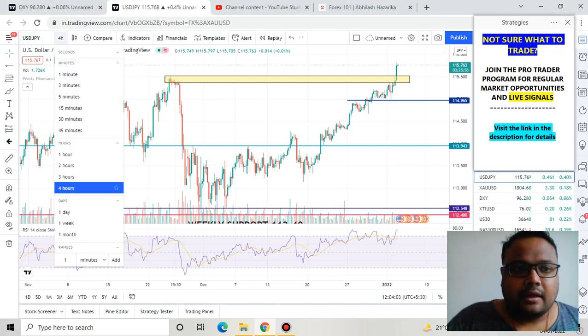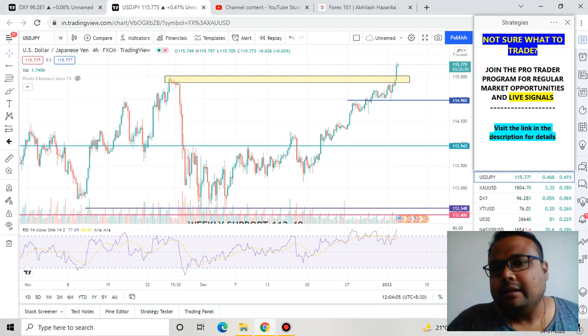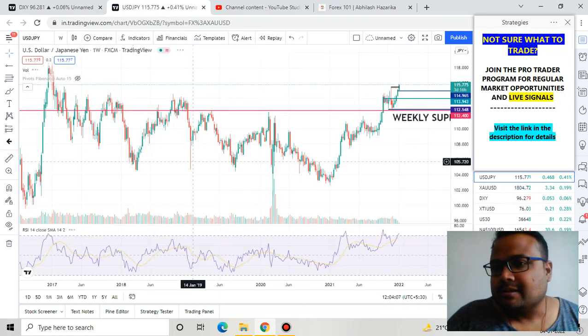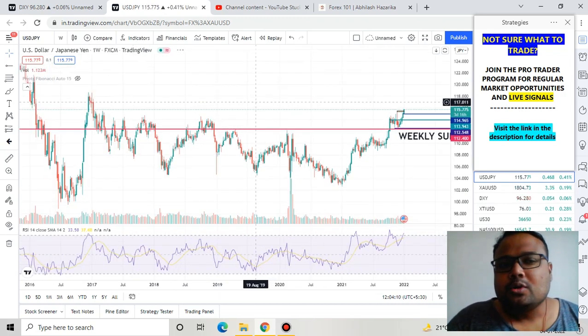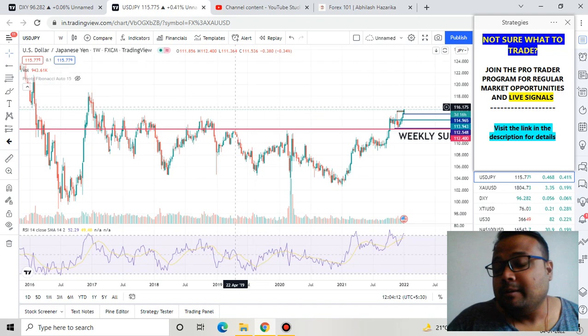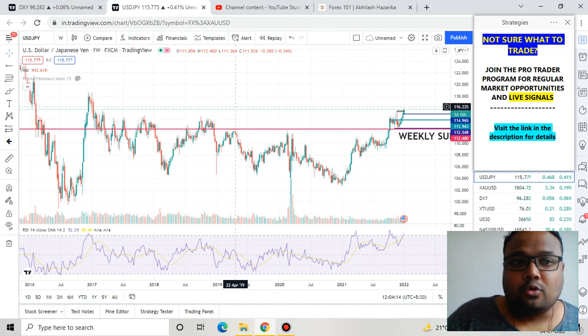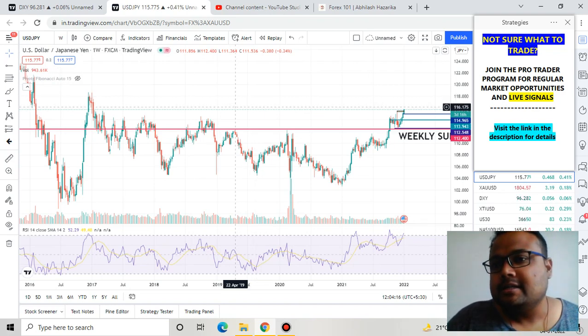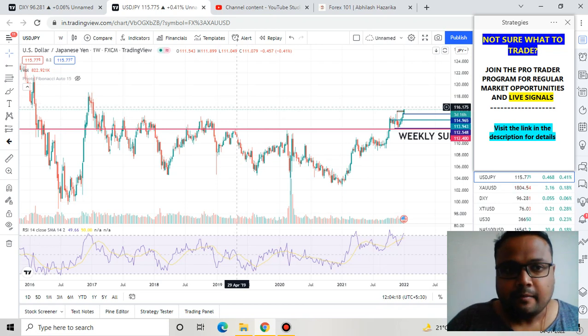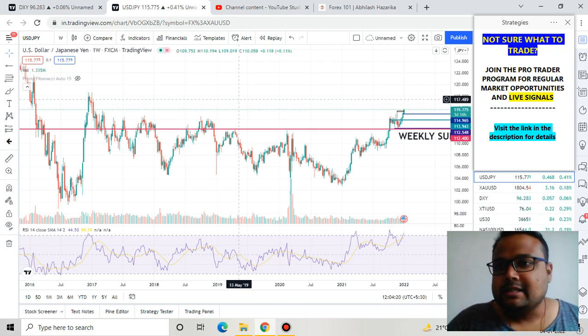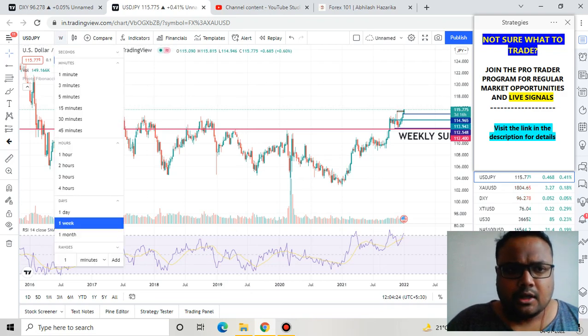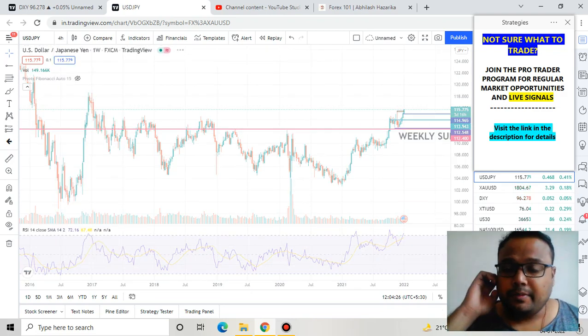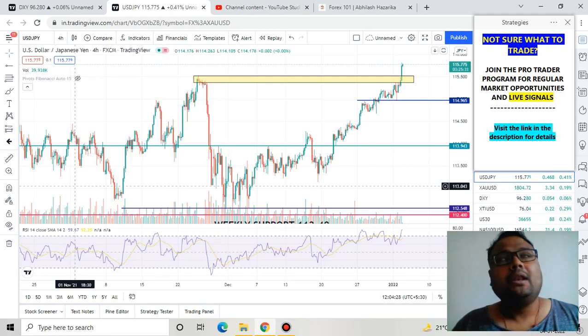If you go to the higher time frame, then yes, we get some levels, but those levels are not important, at least for today and tomorrow, because right now there is a huge upside on USD JPY. The next resistance is at the 117 level, so that is not required. So what should the strategy be? That is what I will discuss right now.